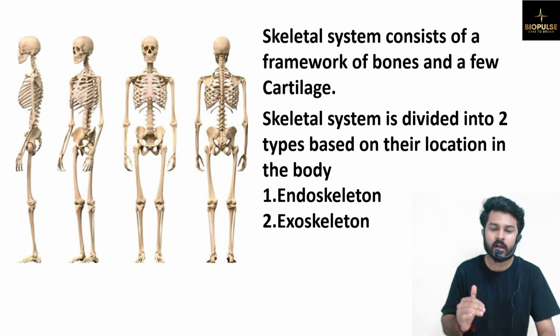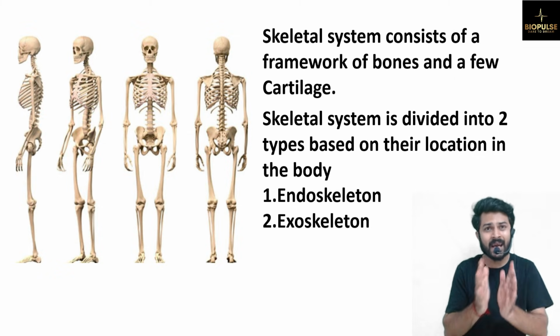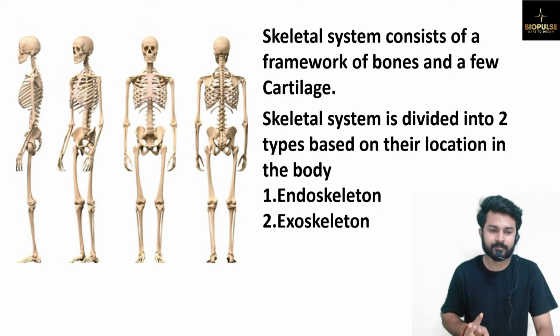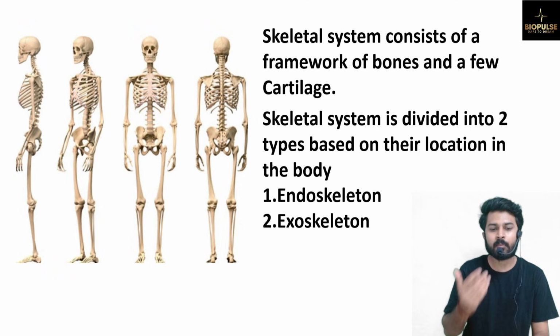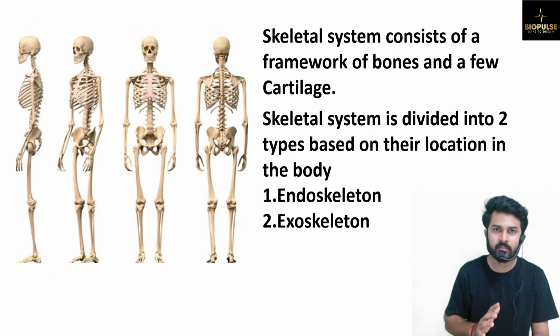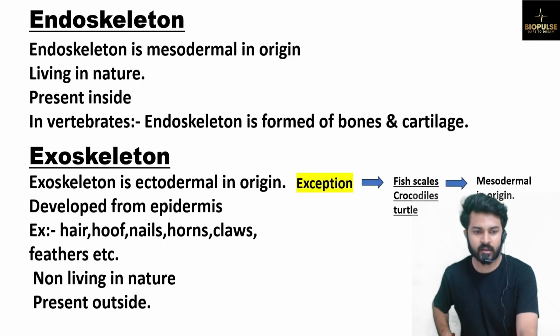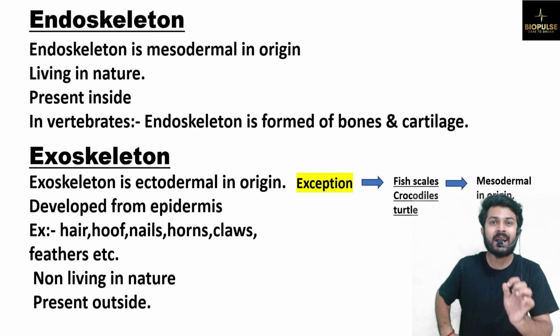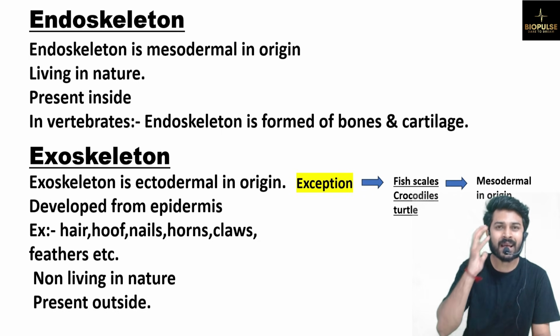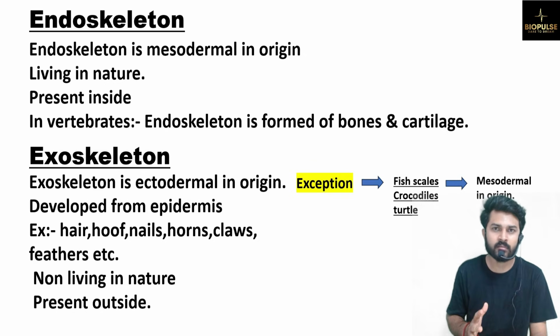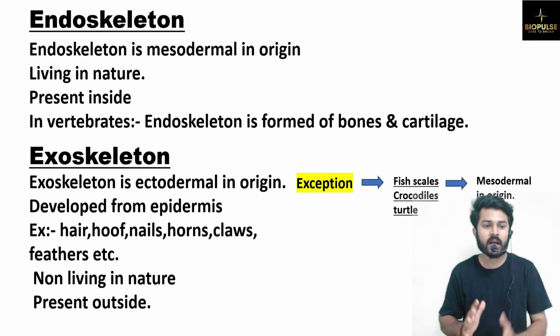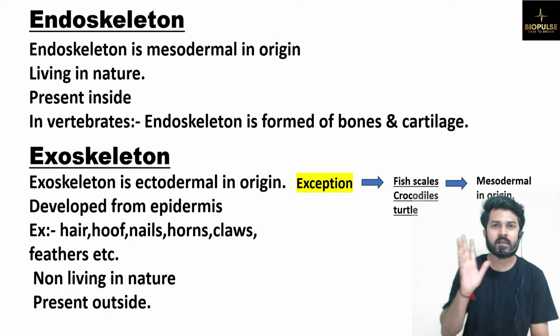Now the skeletal system is again divided into two parts based on the location where they are present. One is called endoskeleton and the other is called exoskeleton. Now first we will see about the endoskeleton. Normally the skeleton which comes to our mind is the endoskeleton, the one which I have shown in the picture.